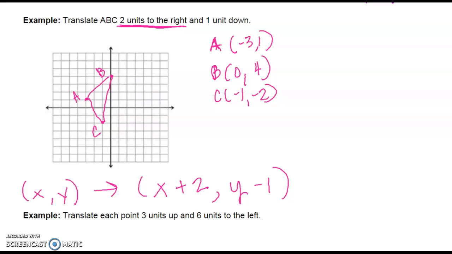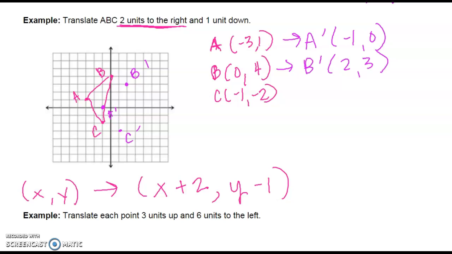So let's start with A. I want to go 2 to the right, 1 down. I see that A prime is at -1, 0. B, I go 2 to the right and 1 down. I see that B prime is at 2, 3. And then C, -1, -2, I go 2 to the right and 1 down. I see that C prime is at 1, -3. Let's go ahead and connect all my dots.